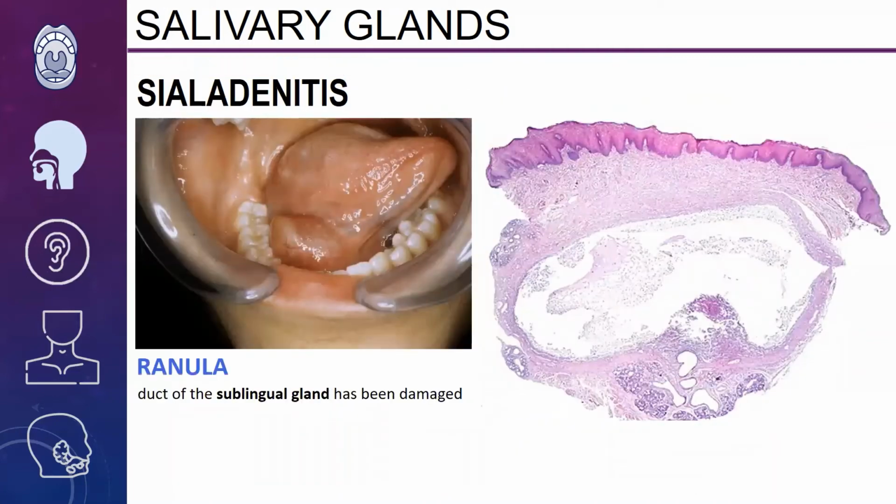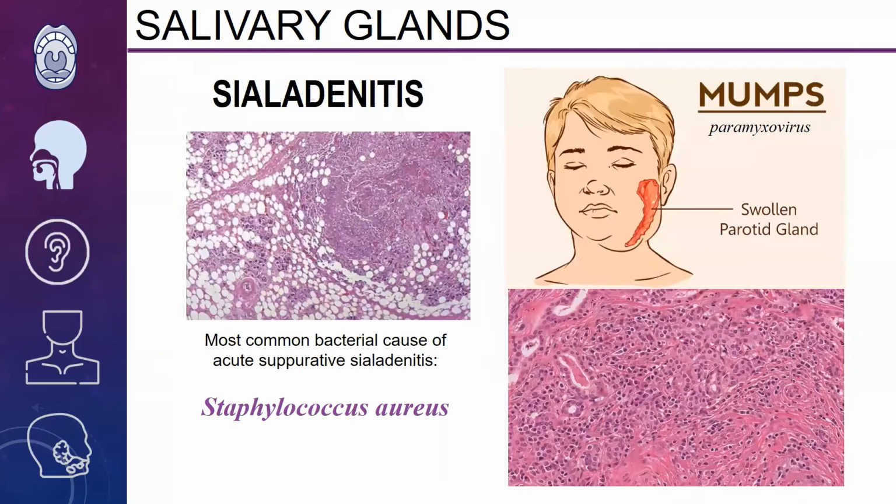Ranula is a term reserved for cysts that arise when the duct of the sublingual gland has been damaged. It has the same histology as the mucocele. The most common viral cause of sialadenitis is mumps, which affects the major salivary glands, particularly the parotids, and frequently involves other glandular organs such as the pancreas and testes.